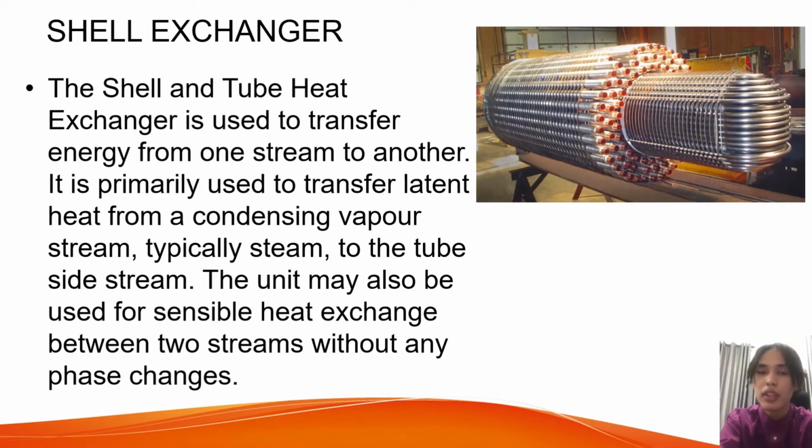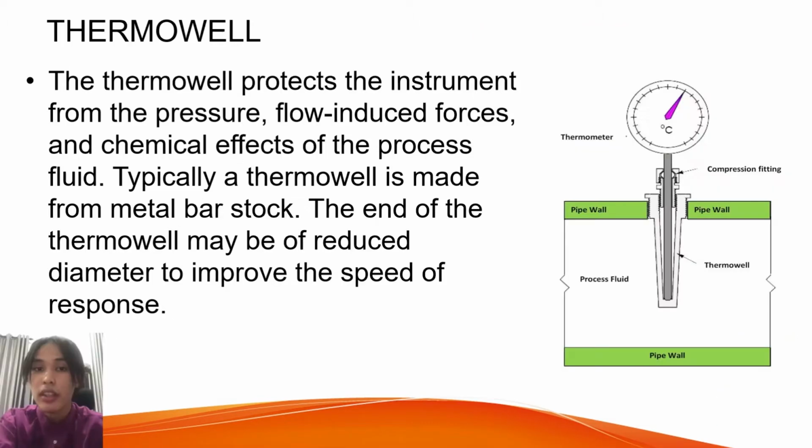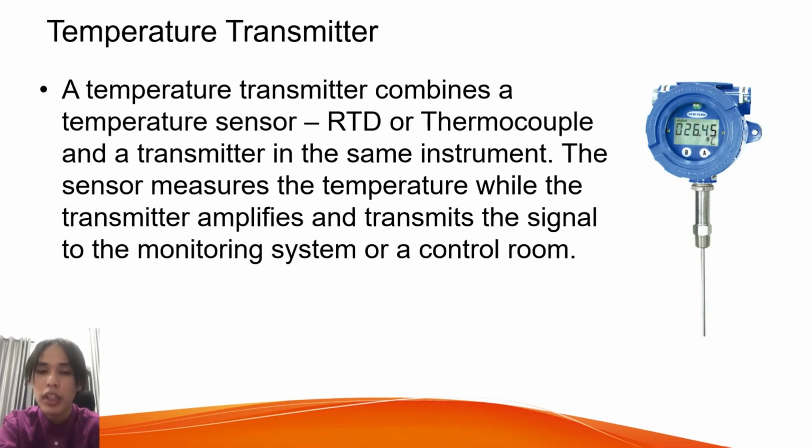Next we have the shell and tube heat exchanger, used to transfer energy from one stream to another. Next we have the thermowell. The thermowell protects the instrument from the pressure, flow induced forces and chemical effects of the process fluids. Up next we have the temperature transmitter. The sensor measures the temperature while the transmitter amplifies and transmits the signal to the monitoring system or control room.